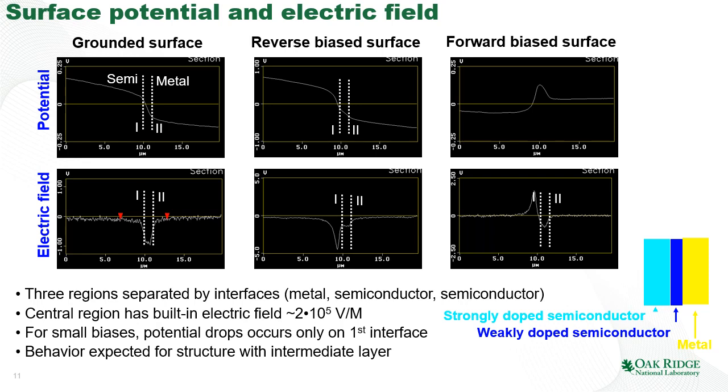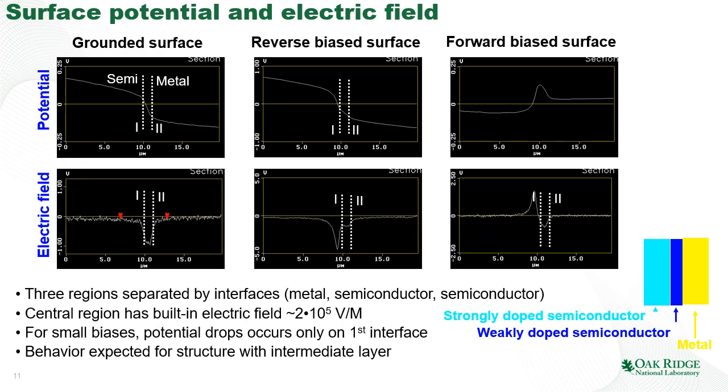It is not immediately visible from the 3D representation, but on the potential profile on the reverse bias surface, I see that there are two regions, this curved one and the straight one. If I differentiate, I can see that my region with the built-in electric field is still here. But additionally, I have the potential drop at the interface between the strongly doped semiconductor and weakly doped semiconductor. And for the forward bias condition, I still see this built-in electric field, even though I start to have some field penetration inside the weakly doped semiconductor. Now I have a positive potential drop between the strongly doped semiconductor and weakly doped semiconductor.